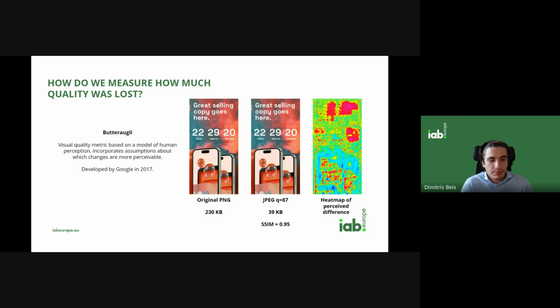That's Butteraugli. It's been developed by Google based on their model of how human perception works, like which differences matter more to the human eye. It incorporates things like the fact that we don't see green as well as other colors. And it gives you a very cool heat map of the perceived difference between two images. So it tells you that humans looking at these two images will start to see differences first in this area, and in this area, and in this area, and in this area.